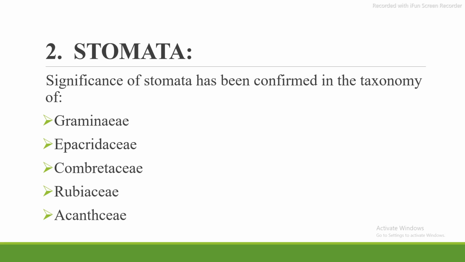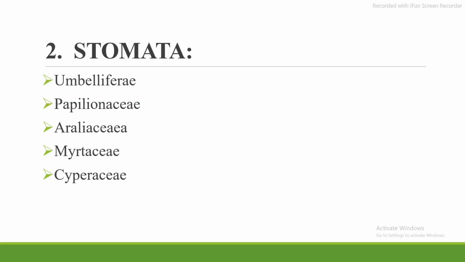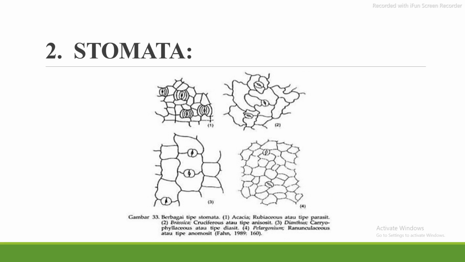Combretaceae, Rubiaceae, Acanthaceae, Umbelliferae, Papilionaceae, Araliaceae, Myrtaceae, and Cyperaceae. Different types of the stomata are shown in the figure.